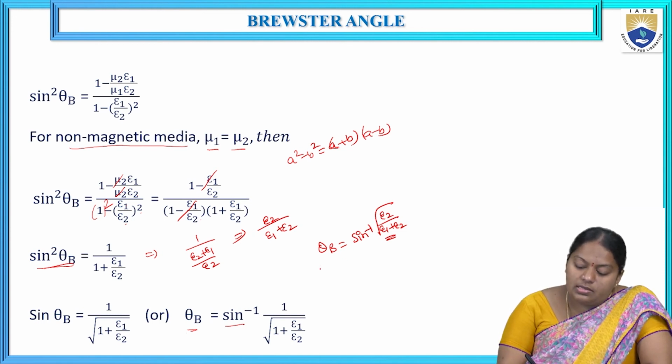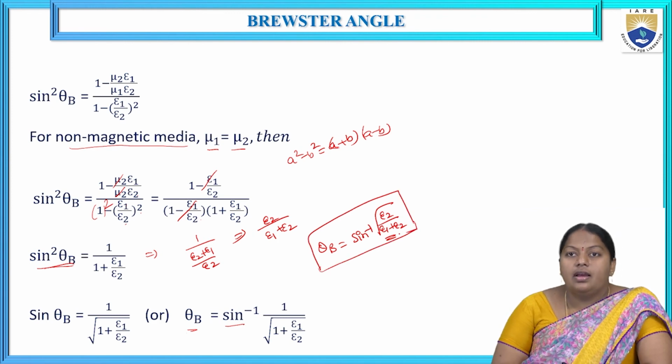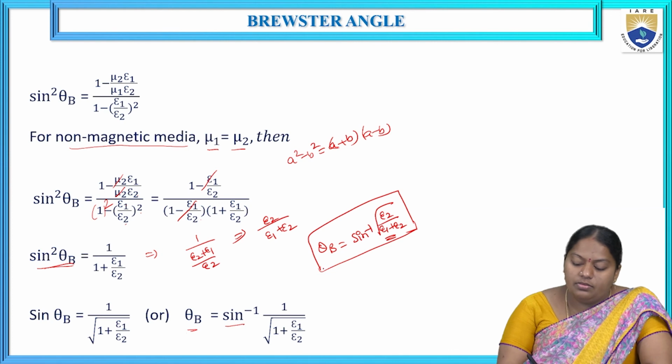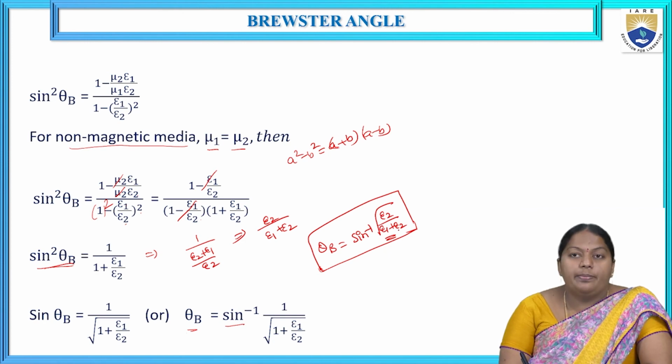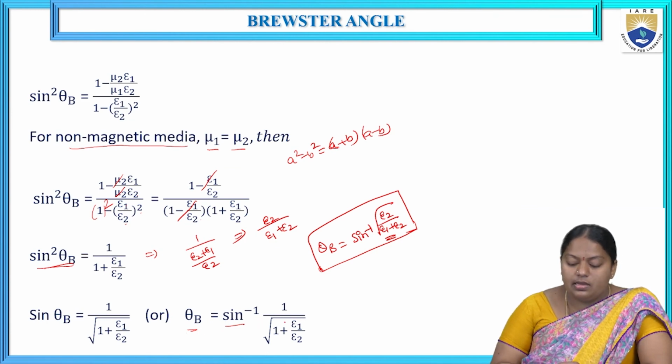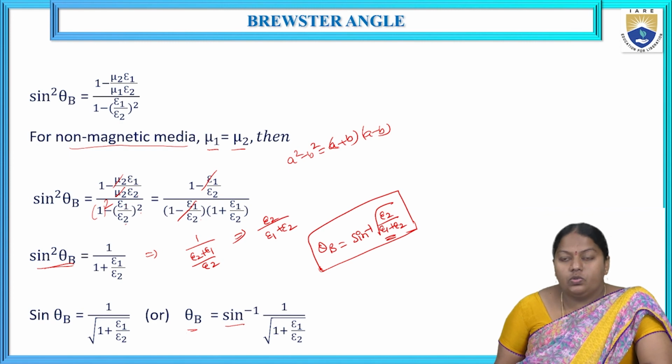So theta b is called here the Brewster angle or polarization angle, and finally the mathematical equation for that is given by theta b equal to sine inverse of root over epsilon 2 by (epsilon 1 plus epsilon 2), or theta b equal to sine inverse of 1 by root over (1 plus epsilon 1 by epsilon 2).